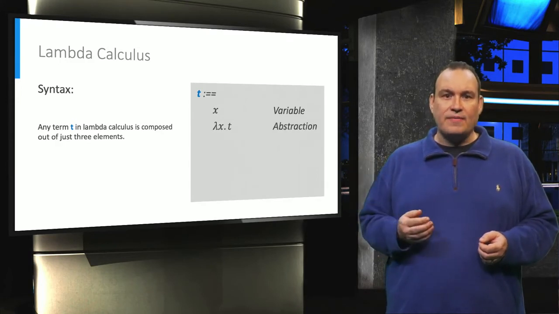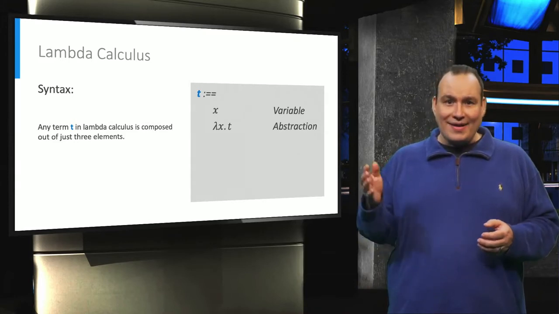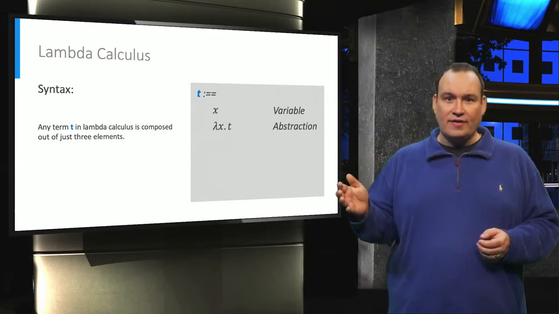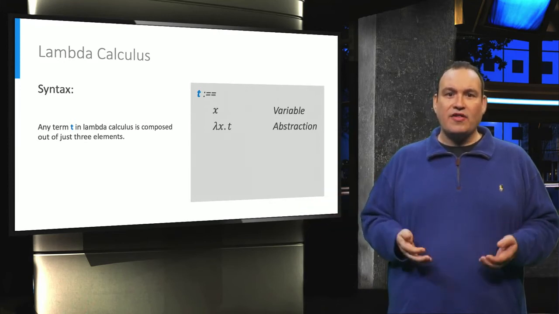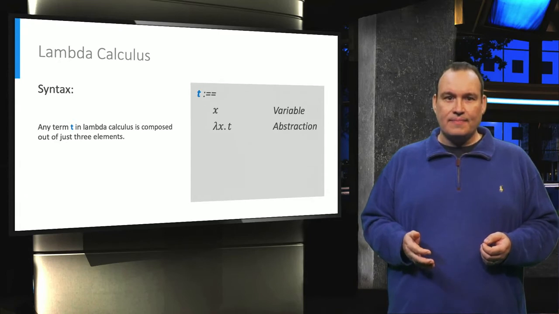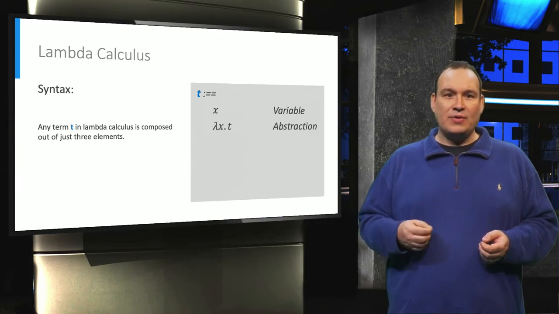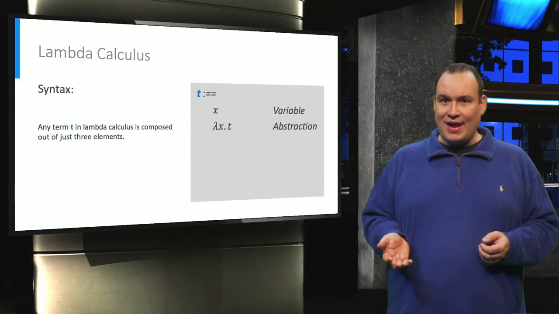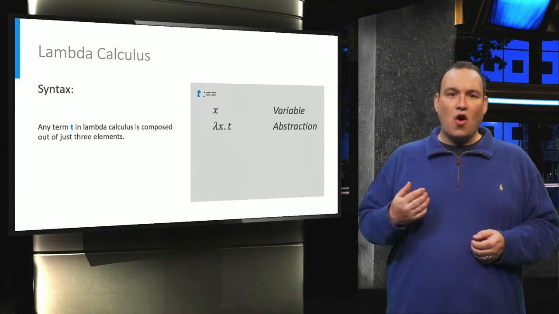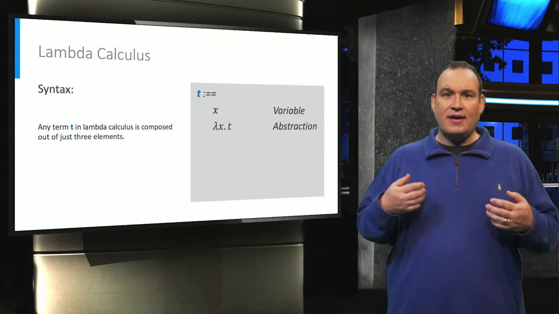Next is the abstraction. Now you see where the name is coming from. We write lambda x dot t, and by that we actually mean an unnamed function of x with the term t. In regular math or programming, you would possibly write f of x equals t. Just that here we don't have to give the function a name like f. Also note that we have t in this definition, which means that it is recursive.